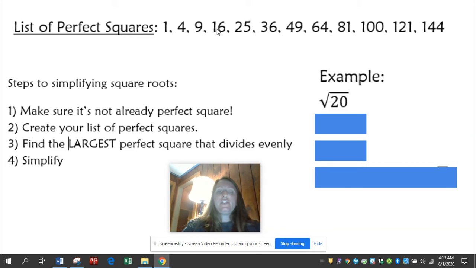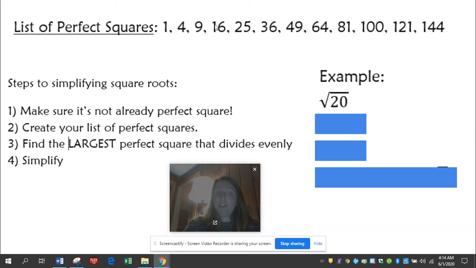Okay, so I'm not going to bring my calculator back up. What you're trying to do is find the largest number from that list that divides evenly. So if I do 20 divided by 16, I get a decimal. It's a no-go. So I'm going to move down 1. 20 divided by 9, it's a decimal. That's a no-go. 20 divided by 4, however, gets me a nice number of 5.